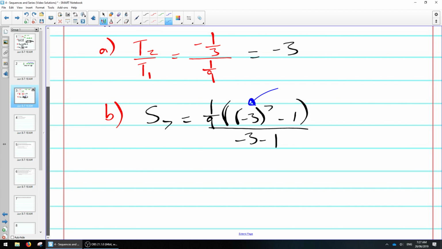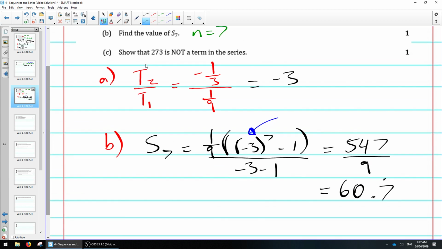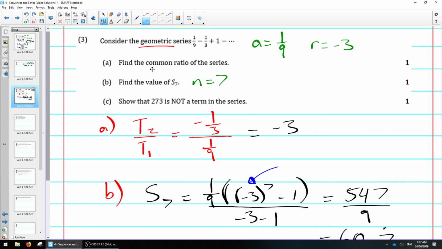But you might as well put it in brackets all the time, then you'll be fine. Anyway, once you put that into everything, you get 547 over 9, which can also be written as 60.7 repeating, if you want to do that as well. Either way, it's fine, but yes, just subbing it in. And then lastly, what we need to do is show that 273 is not a term in the series.